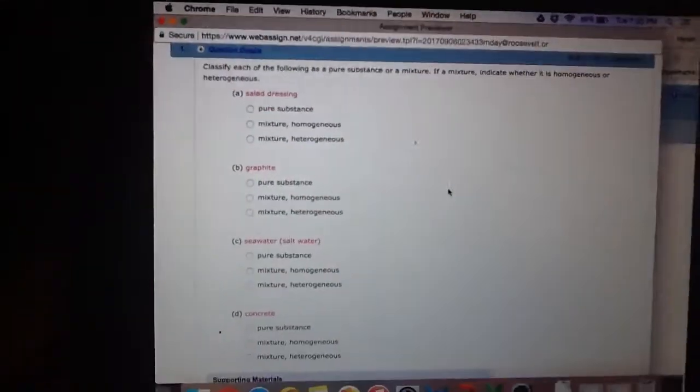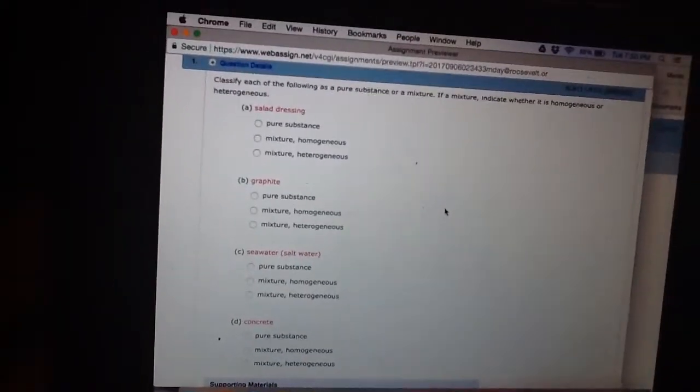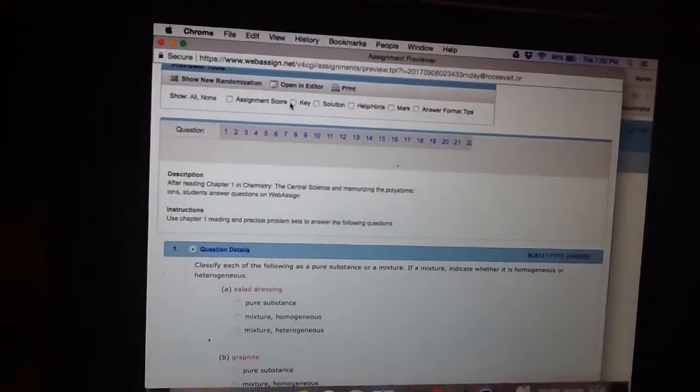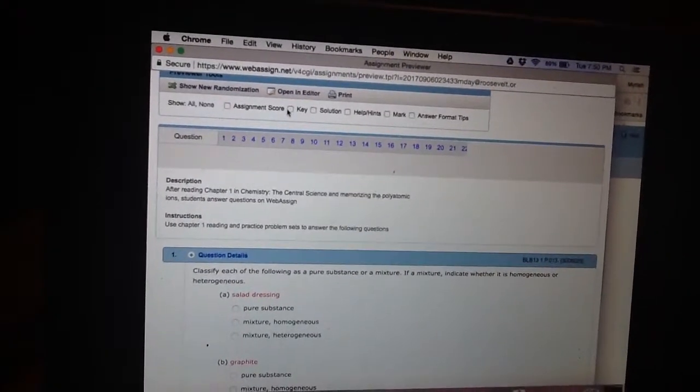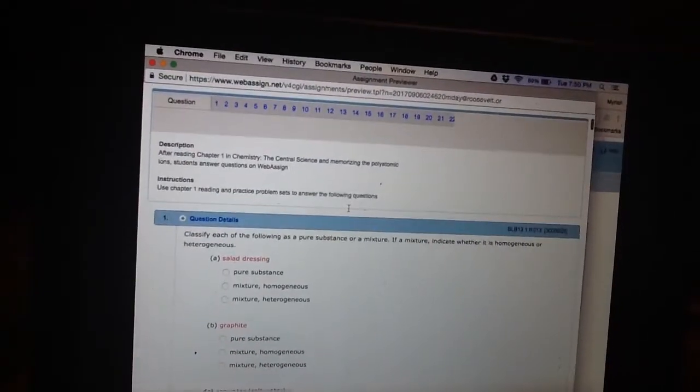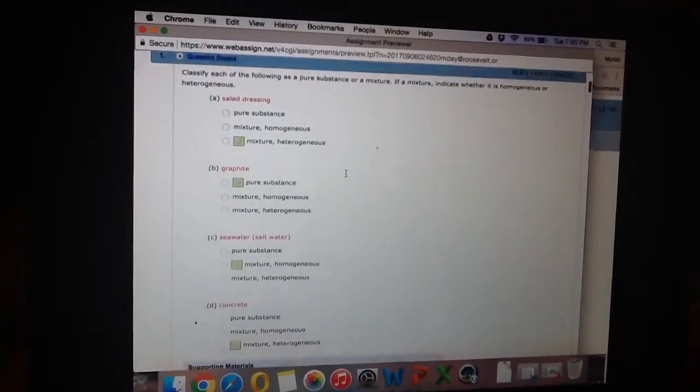So just as a reminder, I'm going to scoot up to my version as the teacher key. I'm going to click on the key just to review one more time your answers for your WebAssign. I'm going to link that in there. So again, salad dressing is a mixture and it's heterogeneous.